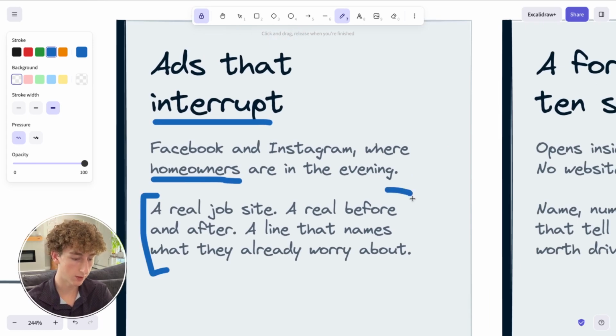So basically we build the ads that show a real job site, a real before and after image with your offer, and then maybe a line that talks about what they worry about or something like that. So it builds trust. It shows that you do good work and it relates to them, which are all things that are going to pull them into clicking on your ad.